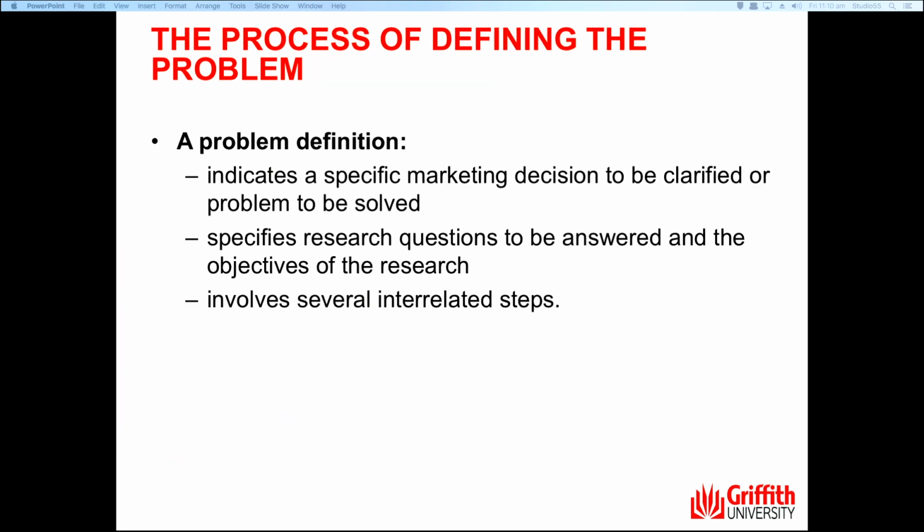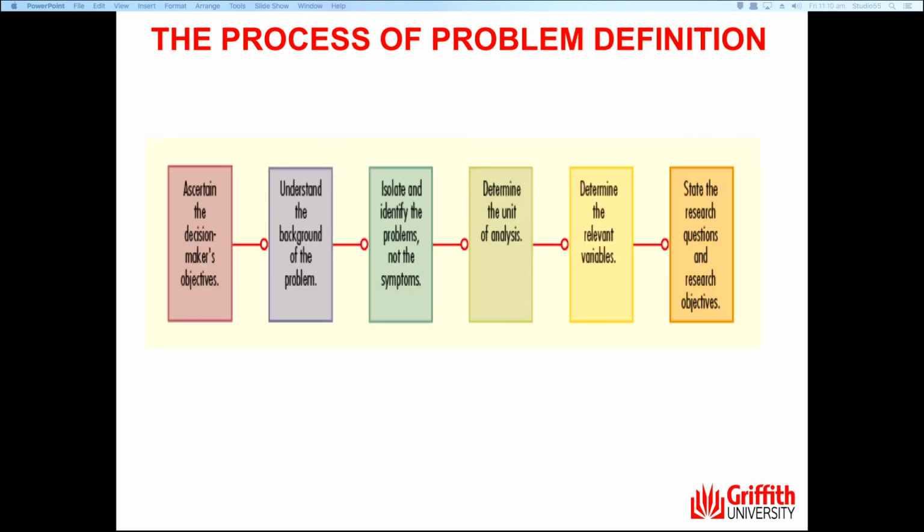So problem definition indicates a specific marketing decision to be clarified or problem to be solved. The key is to have a specific marketing decision, and then specify a research question to be answered and the objective of the research. This involves several interrelated steps. Let's start.